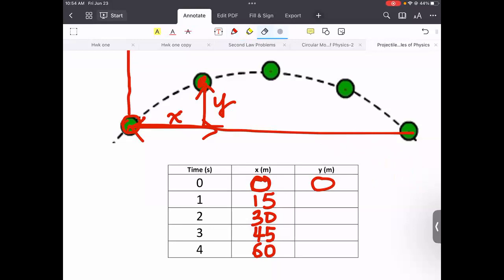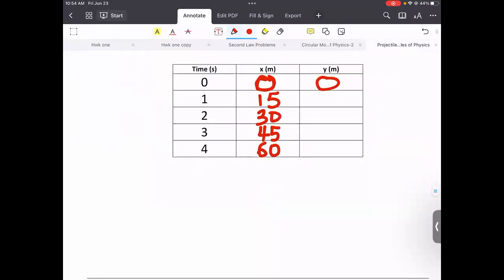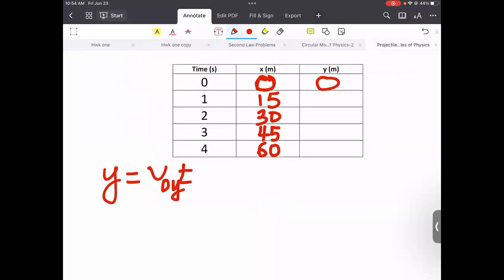Now, what about the y's? How do y's change? For y we have to be careful, because we have acceleration there, so we have to use the following equation: y equals initial velocity in the y direction times time plus 1/2 acceleration in the y direction times time squared.